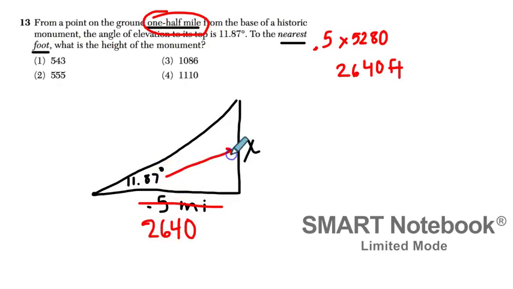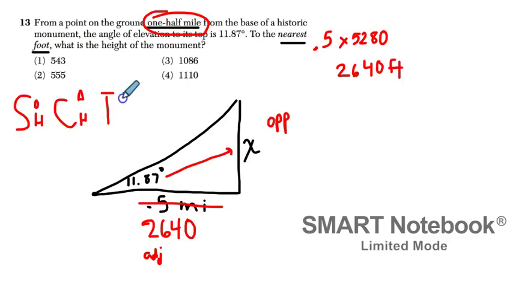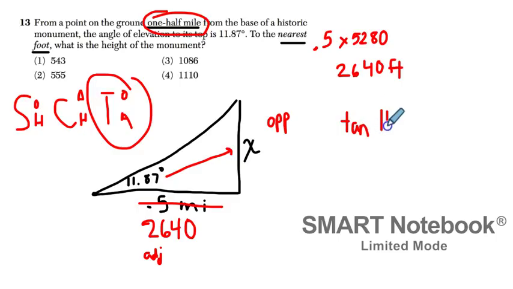I notice that the thing I'm looking for is opposite from the angle I'm given. And the distance at the bottom, that 2640, is the adjacent side. So according to my pal SOH CAH TOA, opposite and adjacent is going to have me use tangent. TOA, tangent. So I've got the tan of 11.87 is equal to opposite x over adjacent 2640.